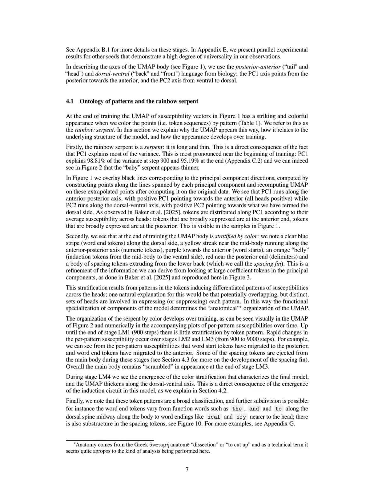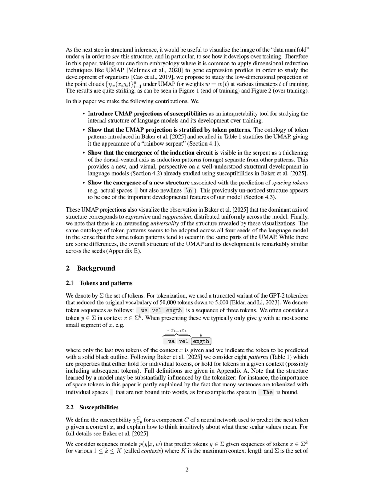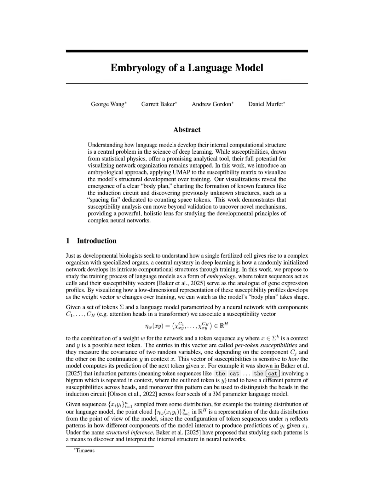Our method seeks to address the problem of understanding how the intricate computational structures of language models develop during training, akin to the embryological development of organisms. By employing UMAP to visualize the low-dimensional projections of susceptibility vectors associated with token sequences, we aim to reveal the internal structure of the model and how it evolves over time. Specifically, we focus on identifying and interpreting patterns in token susceptibilities, which reflect how different components of the model interact to predict the next token.